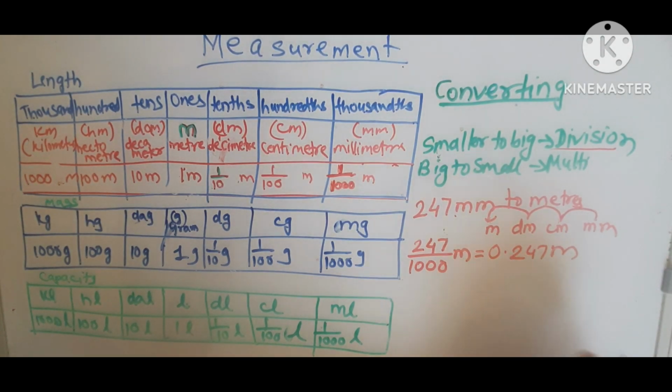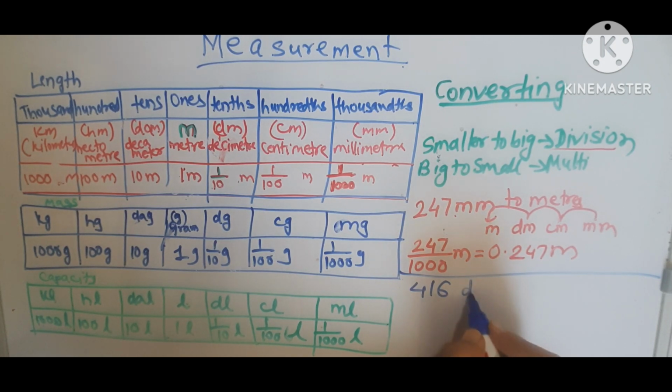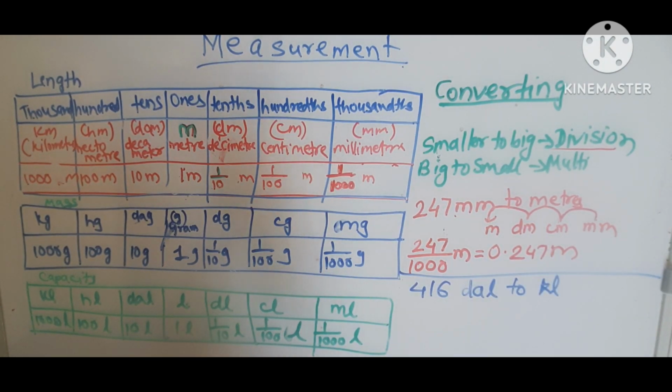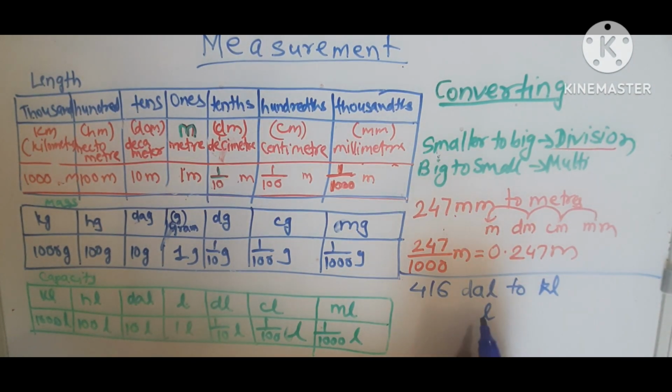Suppose it is asked to convert 416 decaliter to kiloliter. We know decaliter is a smaller unit and kiloliter is a bigger unit. What we can do is, we know for capacity, liter is the basic unit, then we have decaliter, then we have hectoliter, and then we have kiloliter.